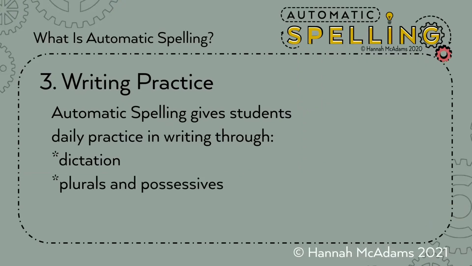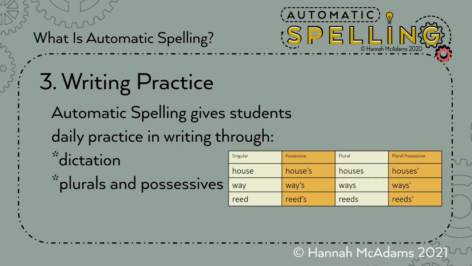Then we also every day work on plurals and possessives. So here is an example of that. In this lesson, they've learned house, weigh, and read. Those are words from their spelling list. And so then they have to make them possessive and plural possessive. And that increases in difficulty gradually. First we just do plurals, then we do singular possessive, and then we do plural possessives, as we go through the lessons.